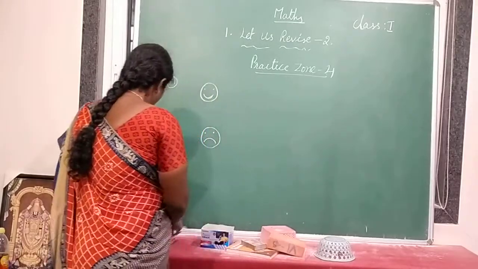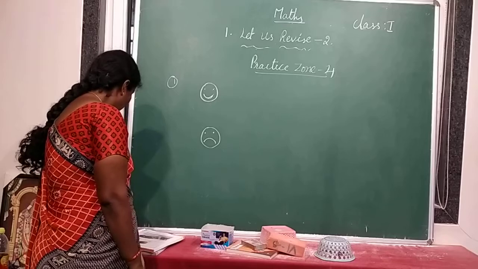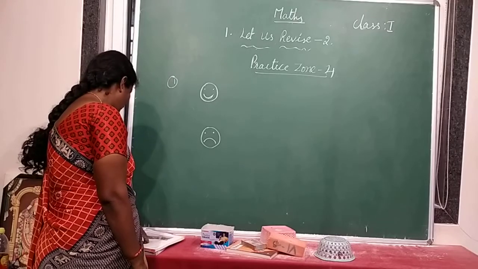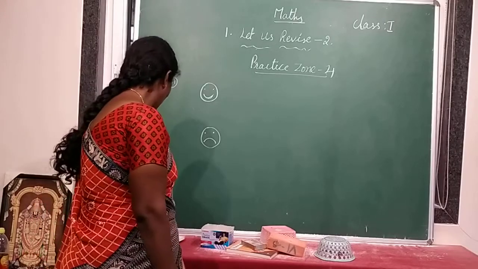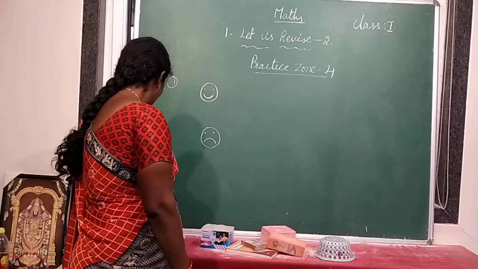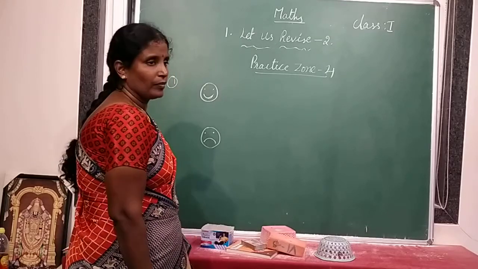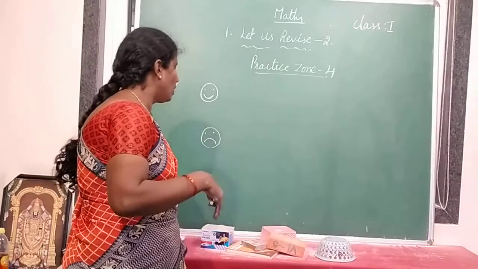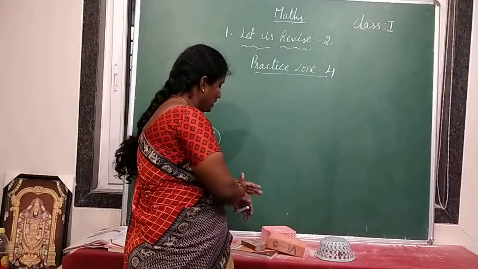And next, practice 5: draw a smiley face for the object which is above the tree and a sad face for the object which is below the tree. Above the tree, below the tree. So before going to that, an example.